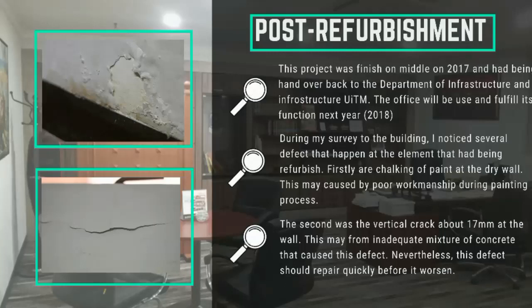During my survey of the building, I noticed several defects that happened at the elements that had been refurbished. Firstly is the choking of the paint at the drywall. This may be caused by poor workmanship during the painting process. The second was a vertical crack of about 70 mm at the wall. This may be from the inadequate mixture of concrete that caused this defect. Nevertheless, the defect should be repaired quickly before it worsens.